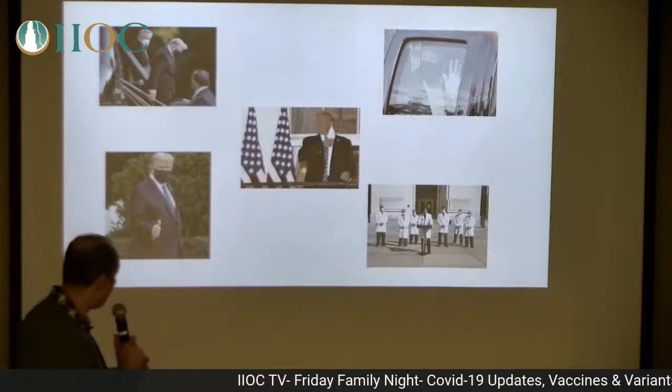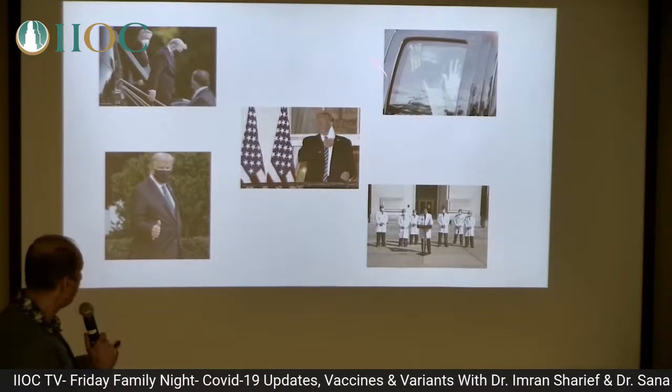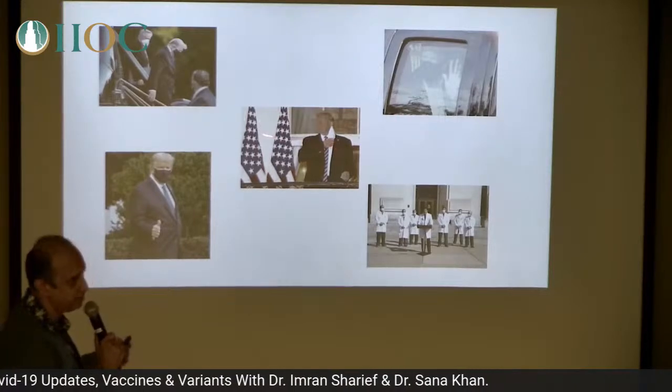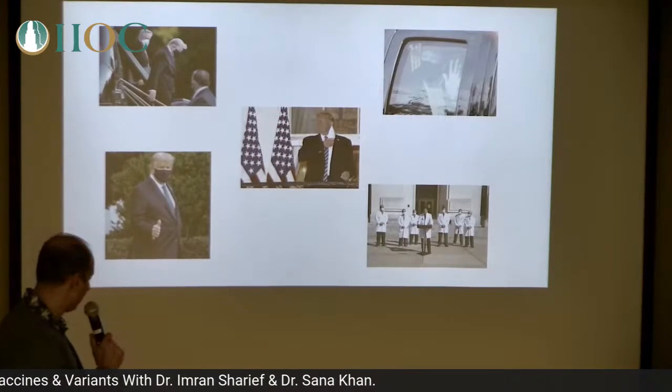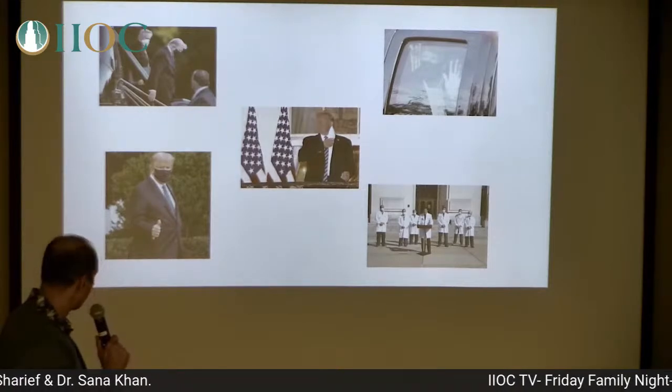So just to start with, this was about monoclonal antibodies, which were used by our past president, Donald Trump, and he got released from the hospital within 48 hours.